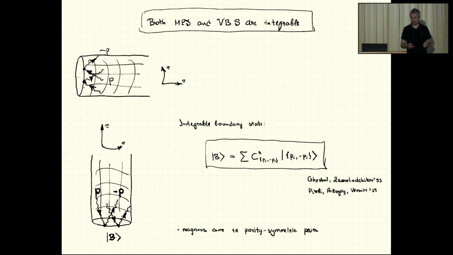This property of elastic scattering means that the state will create particles, right? From nothing. And for integrability to hold, these particles have to come in pairs with opposite momenta. This is the basic property of an integrable state. Basically, the state will be integrable if magnons appear in pairs.